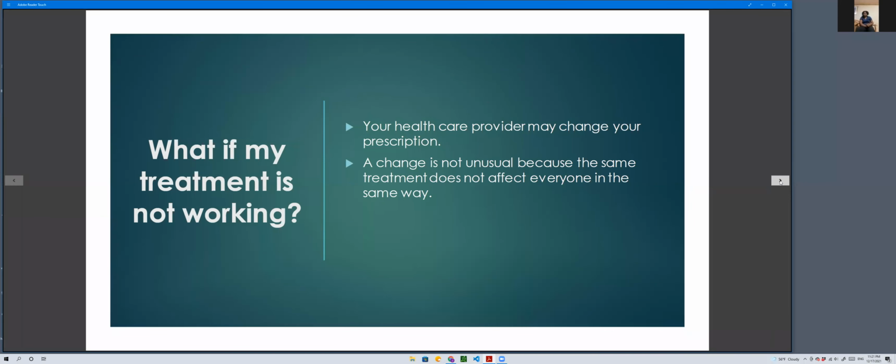What if the medication is not working? If the medication is not working, you should talk to your healthcare provider. They can change the prescription. A change is not unusual because the same medicine does not affect everyone in the same way.